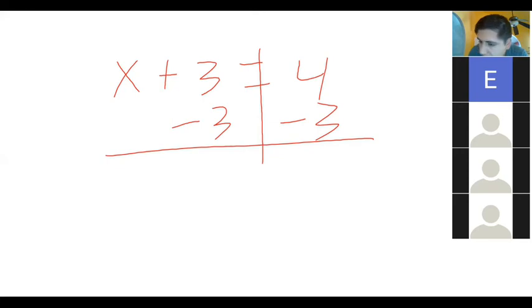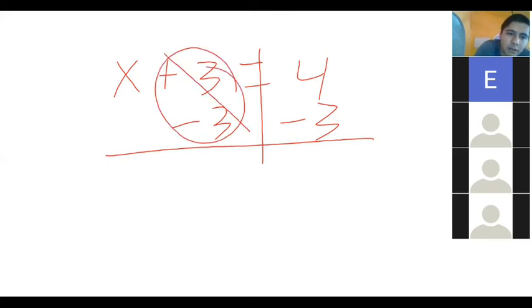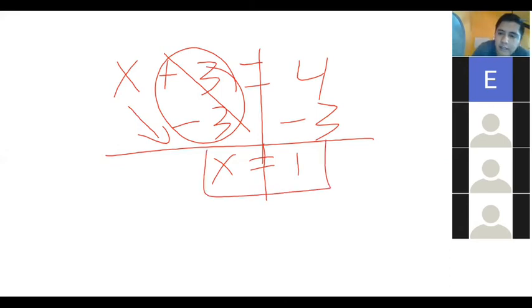It cancels out. We have 0. So then we bring down our x. And then on the right side, we have 4 minus 3, and that's 1. So x is equal to 1.